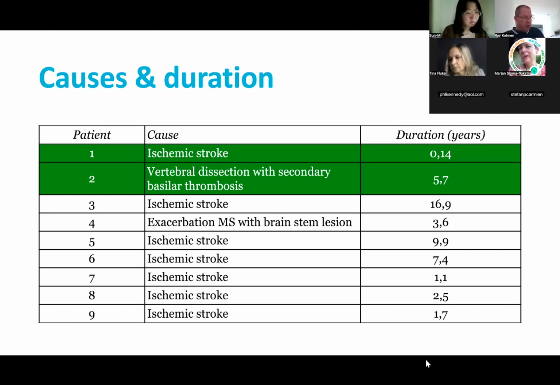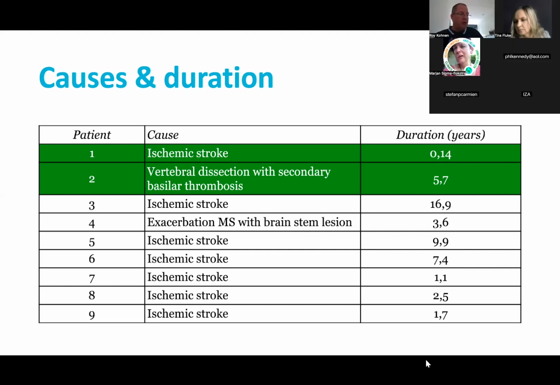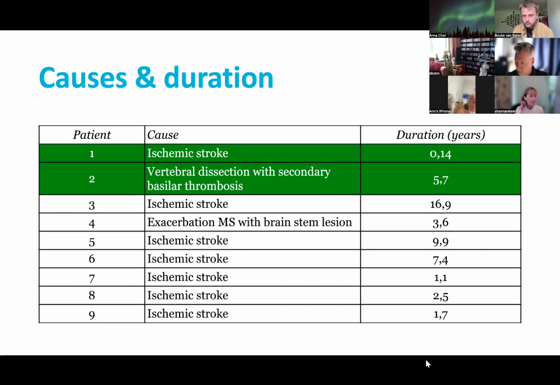A basilar thrombosis is an occlusion of the basilar artery, the main artery supplying blood to the back of the brain. The vertebral dissection was probably caused by neck manipulation after treatment by a manual therapist a few days before the event.